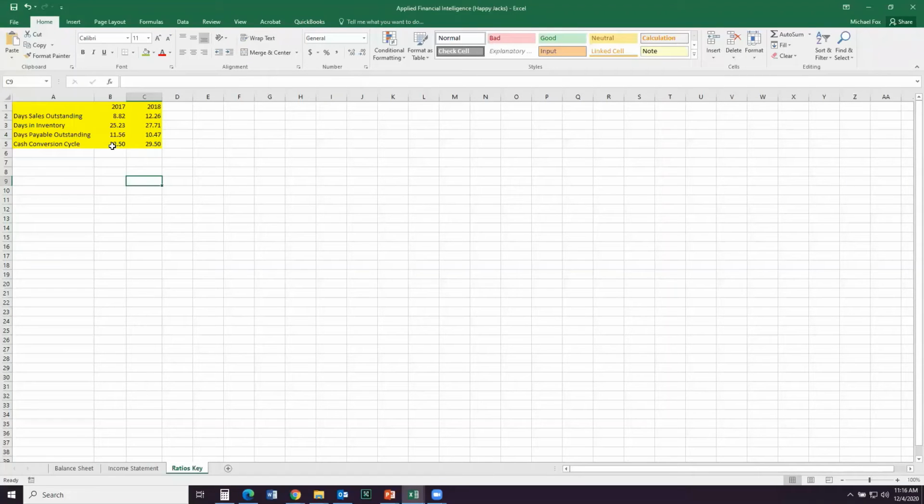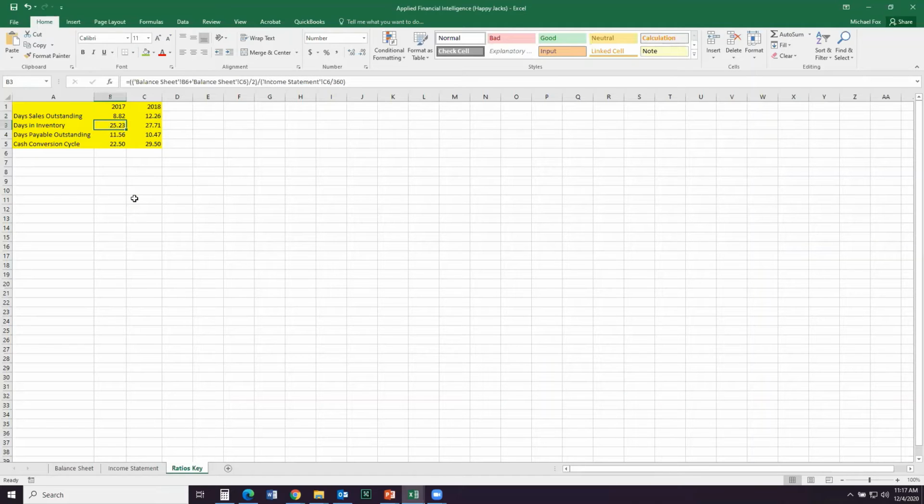As we look at this, in 2017 it took them 8.82 days to collect on their sales. That's pretty good. This is actually pretty normal for retailers because a lot of times most of their sales are in cash, right? So they're collecting most things right when they sell it, and only a small portion of their sales are on credit. And then we see in 2018 that increased. So it took them longer to collect in 2018 than in 2017.